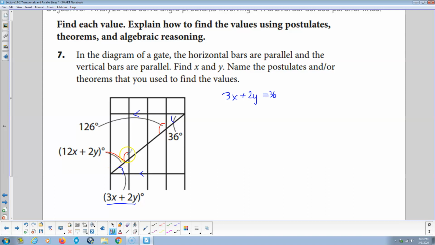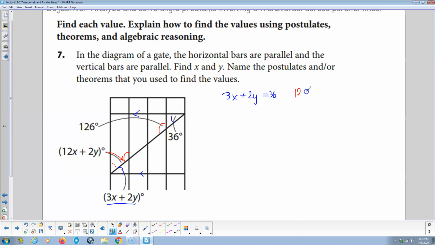But I'm pretty sure that's supposed to be this angle, because this angle here looks acute. And this guy's obtuse, so I'm thinking 12x plus 2y is kind of big. It's probably obtuse. Unclear. This guy's right in the middle between the two angles, almost. I call that a crappy question. Okay. So it should have had a little arrowhead on here, pointing right at this angle. So how about 12x plus 2y equals 126?